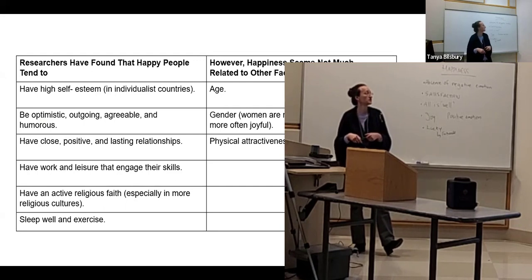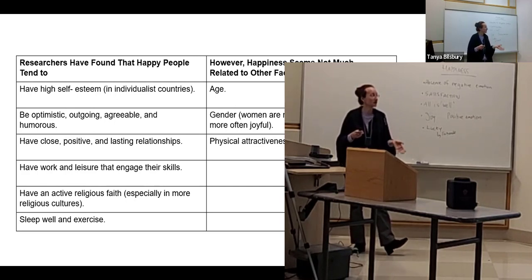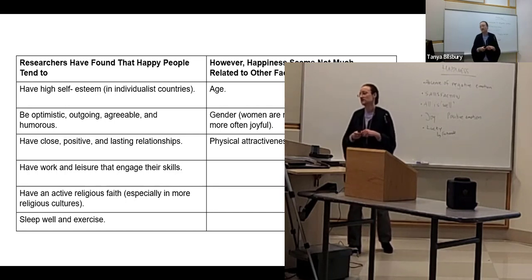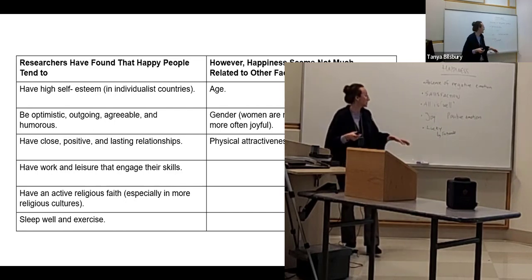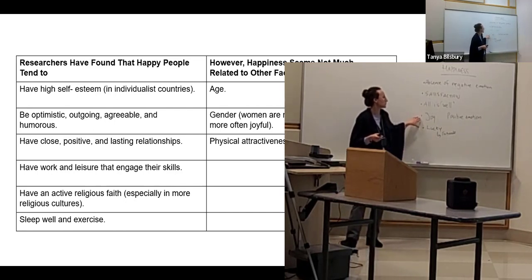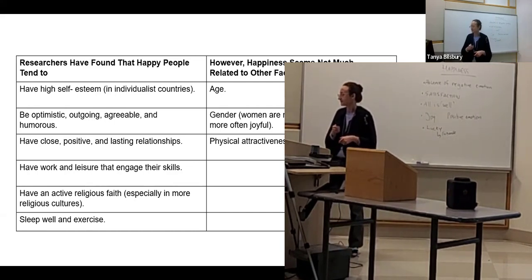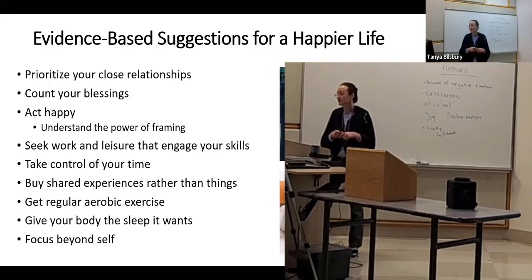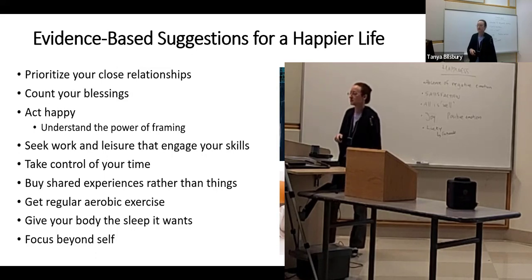And it's important to sleep well. The strongest predictor of depression is sleep deprivation. Okay, so sleep well, eat healthy, so your neurotransmitters are all working the way they should. And then exercise, because exercise produces endorphins, which make you feel good. And feeling good, having positive emotions or feelings, is one of the ways that we define happiness. So if you want to be happier, the number one thing is to prioritize your close relationships.